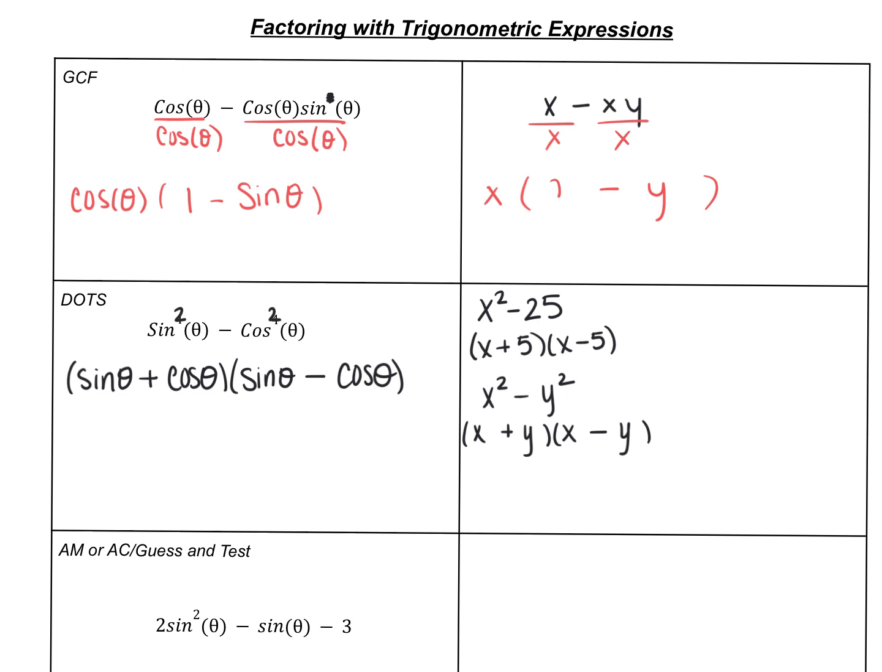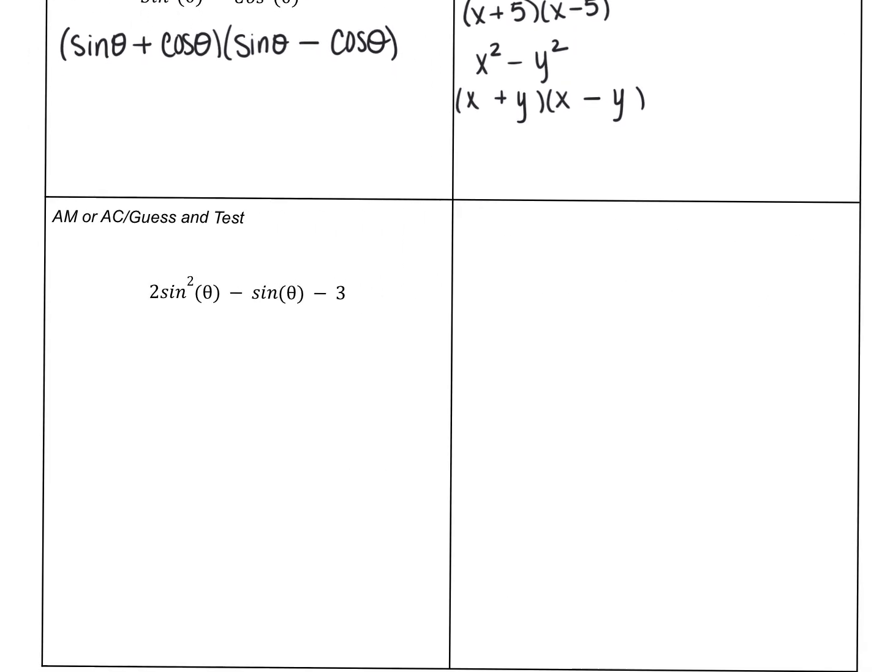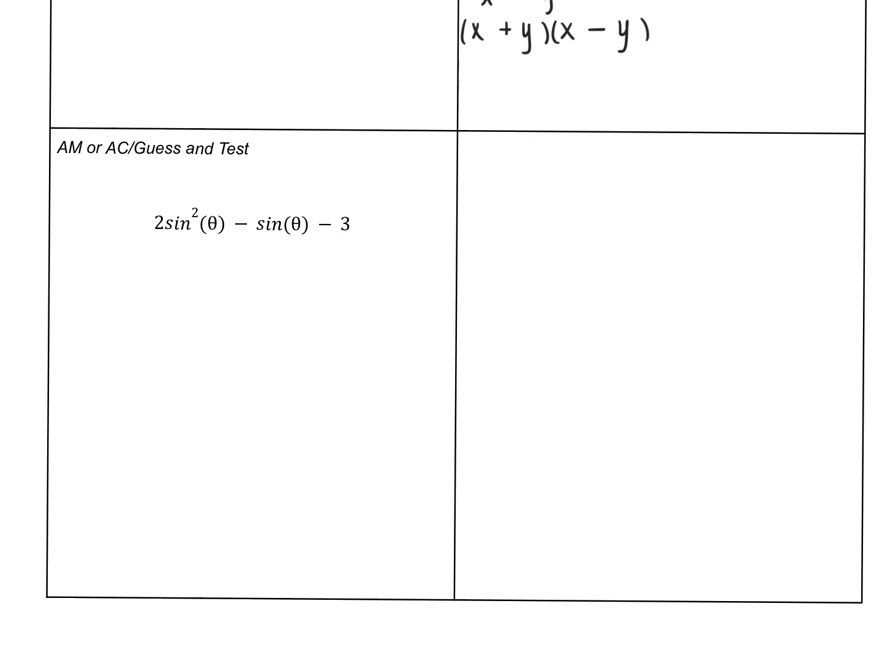The next type of factoring will be with trinomials. You could either use AM if the leading coefficient is 1, or you can use AC or guess and test if the leading coefficient is bigger than 1. So in this situation, you should be able to see that this is a trinomial here with 3 terms where the leading coefficient 2 is bigger than 1.